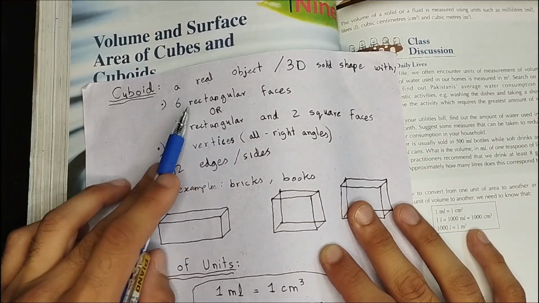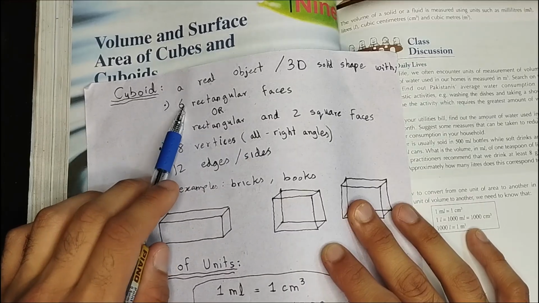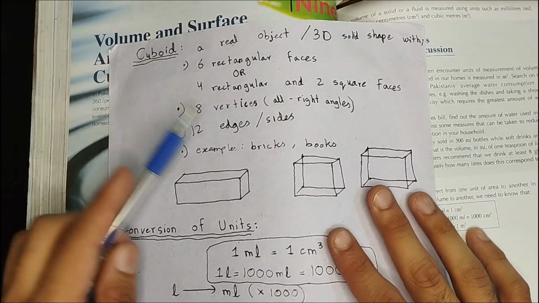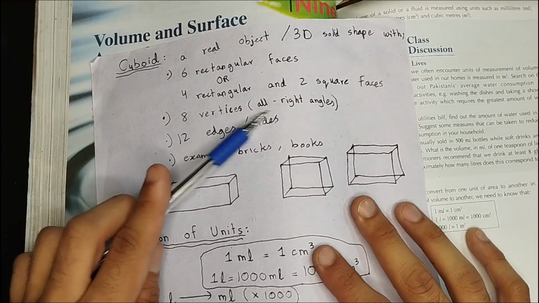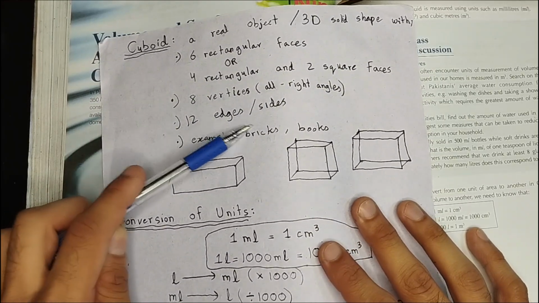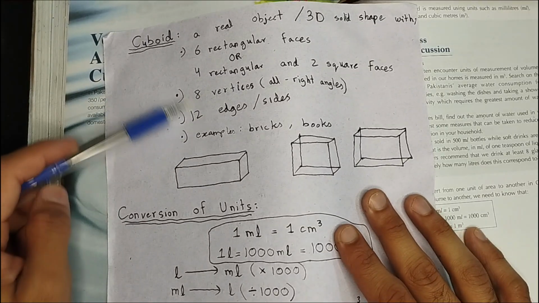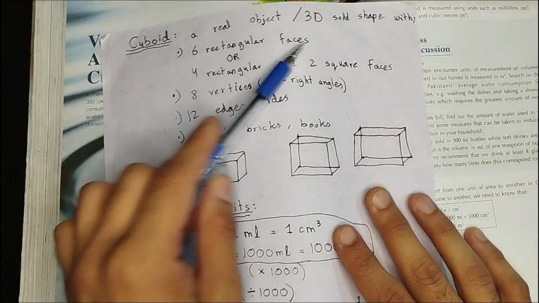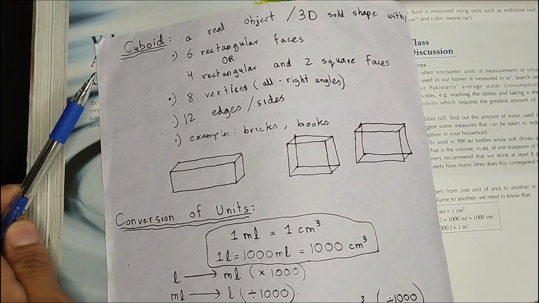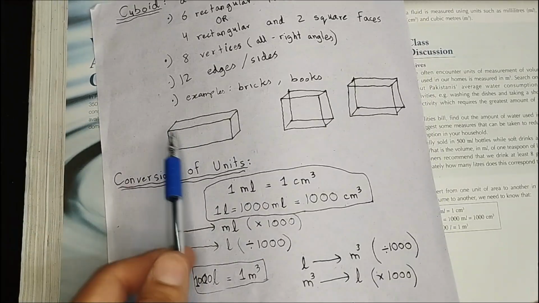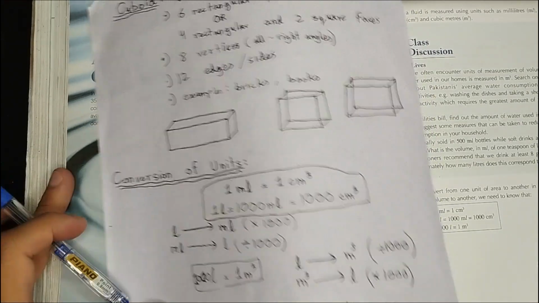It can have 2 square faces or 4 rectangular, or it can have all 6 rectangular faces. Other than that, it has the same 8 vertices, all of them right angled, 12 edges and sides, the same as a cube, right? The rest of the things are pretty much the same, but this is the difference, that it has rectangular faces. Okay, you can draw a cuboid like this.